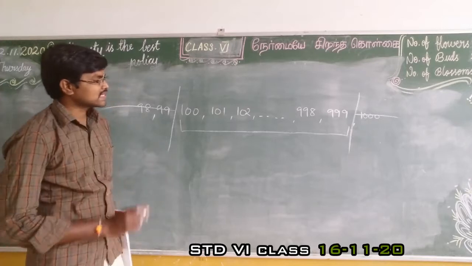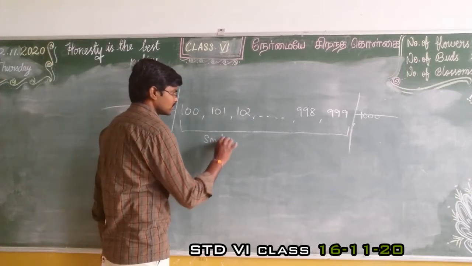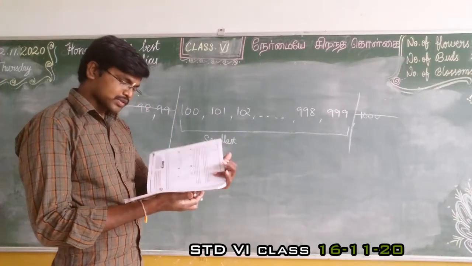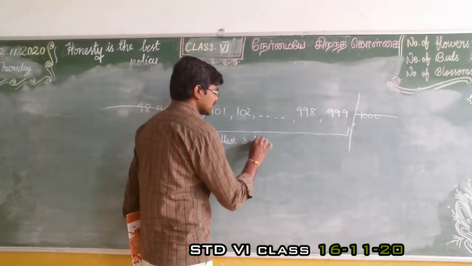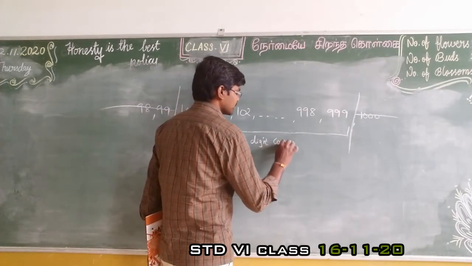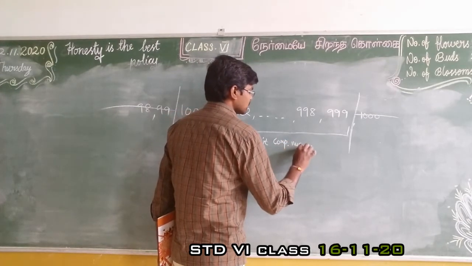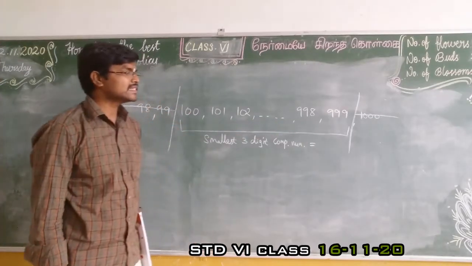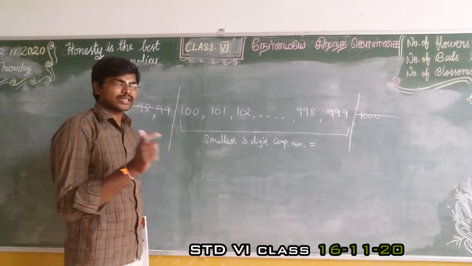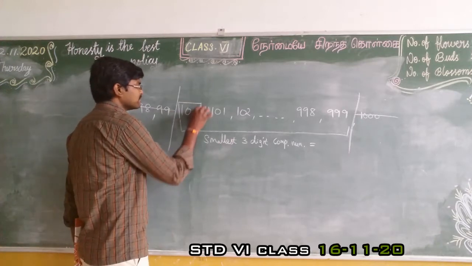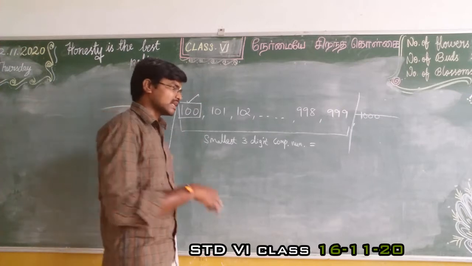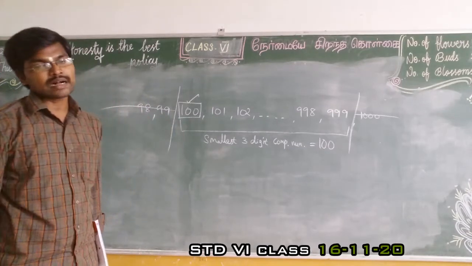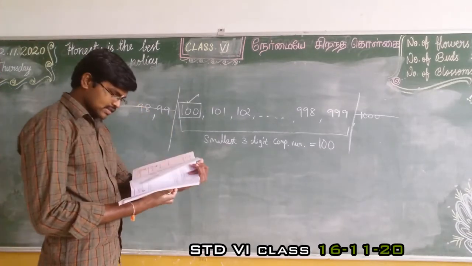Fine. So here the smallest 3-digit composite number. So what is the 3-digit composite number, especially the smallest number? So it will start from 100. 100 is also one of the composite numbers. So that is the beginning we can write. That is, 100 is the smallest 3-digit composite number, and also the greatest, biggest.